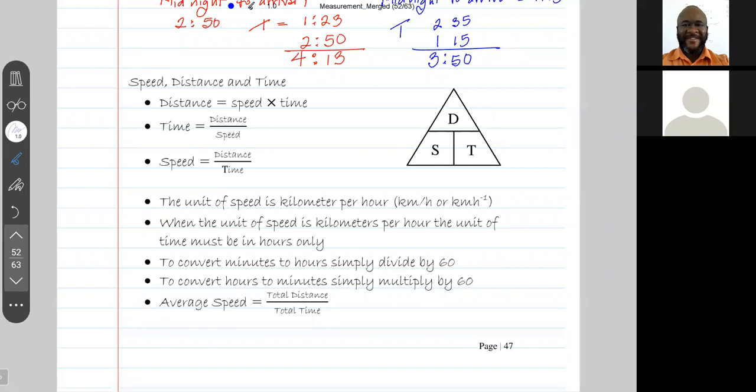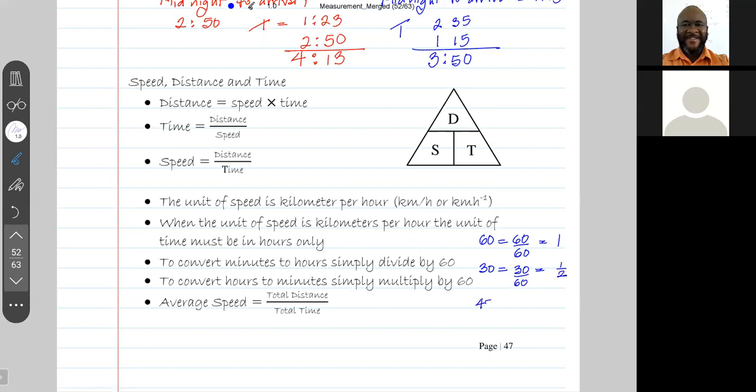What that means is that if you have the time in hours and minutes, you have to convert the time to hours only. Now, to convert minutes to hours, we simply divide by 60. So that is why 60 minutes is equal to 60 divided by 60, which is 1 hour. 30 minutes would be equal to 30 divided by 60, which is a half of an hour.